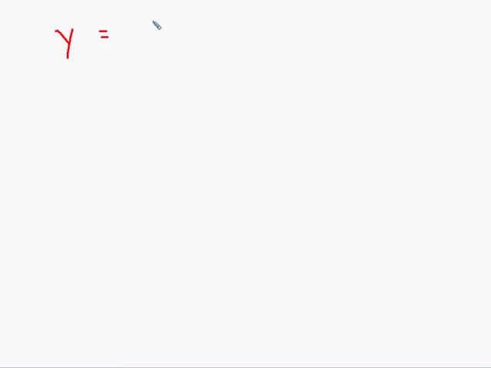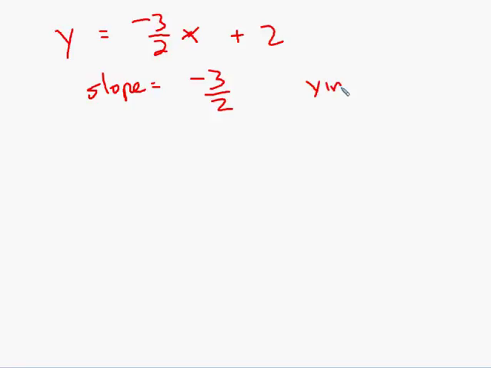Let's say that I have y equals negative 3/2 x plus 2. What is my slope? Negative 3/2. And what is my y-intercept? 2. So that's going to be the point (0, 2). This is on the y-axis. All right, so let's go ahead and graph this.